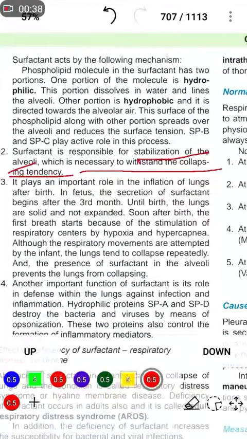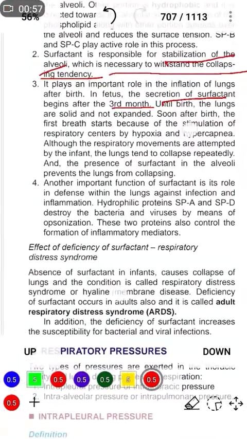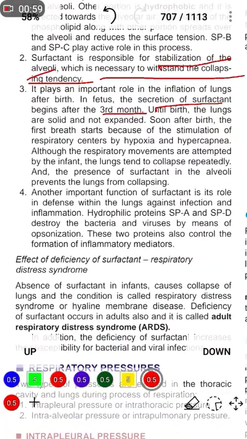Another important property: when the fetus, after birth, attempts to take the first breath, the lungs repeatedly tend to collapse. Okay, so the presence of surfactants in the alveoli reduces the collapsing tendency of the lungs. Surfactants are secreted at the third month of the gestation period in the fetus. Another important function is that it also acts as a defense mechanism in the lungs.